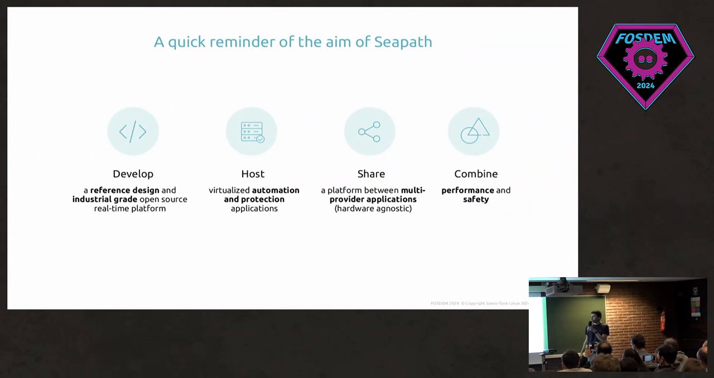So, a quick reminder on the aim of SEAPATH: the goal of SEAPATH is to develop a reference design with an industrial grade on open source and real-time platform. SEAPATH also allows us to virtualize the platform, and inside this virtualized platform we can run automation platforms for our power station. And so we can share between multiple application providers, and this combines performance and safety.